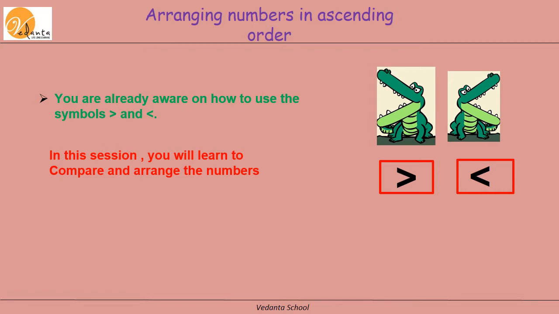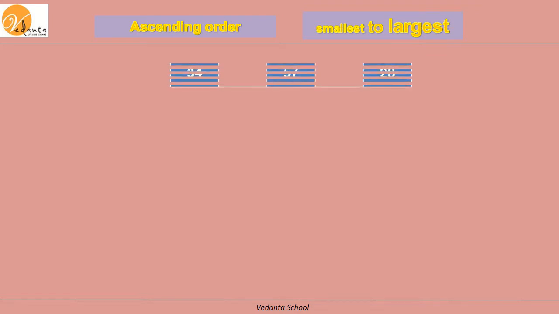Here we'll see ascending order. Let us first do ascending order for two-digit numbers, kids. What is ascending order? Ascending order is arranging the numbers from smallest to the largest. Let us see an example.